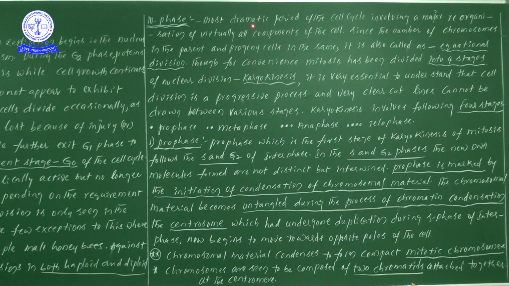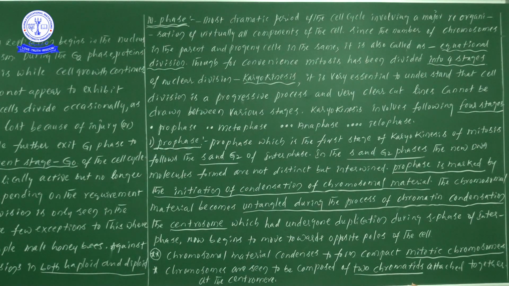So M phase is the most dramatic period of the cell cycle, involving a major reorganization of virtually all components of the cell. So it is the most dramatic period of the cell cycle. There is a major reorganization of the components of the cell in this stage, or in this period.